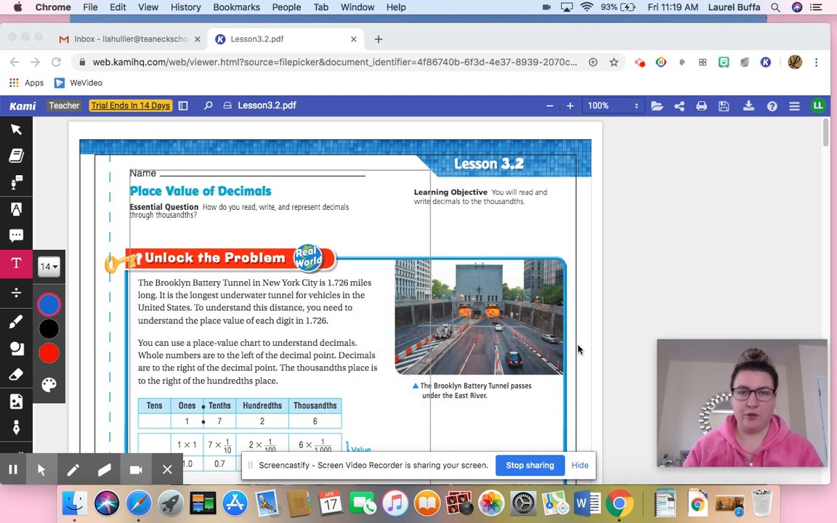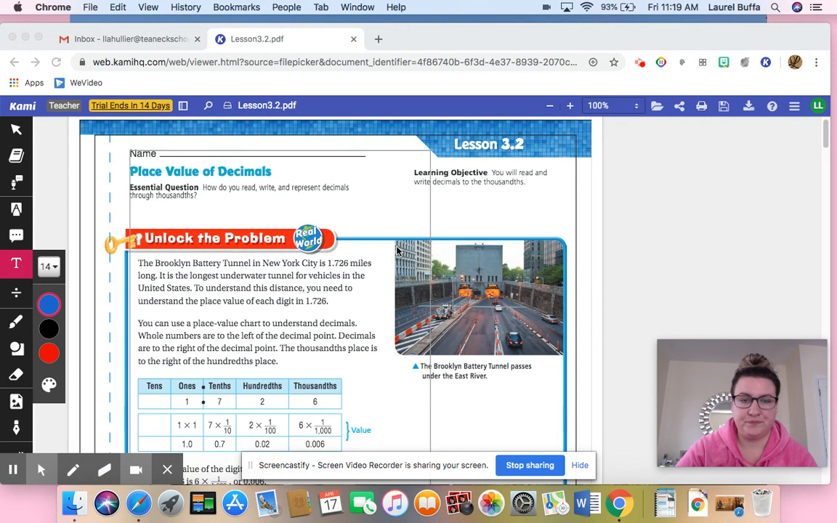This is Mrs. LaHoulier, and today I will be teaching the math lesson 3.2, place value of decimals. We're starting on page 157. So our essential question is, how do you read, write, and represent decimals through thousands? And our learning objective is, you will read and write decimals to the thousands.